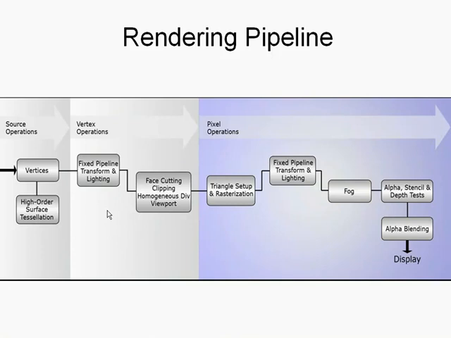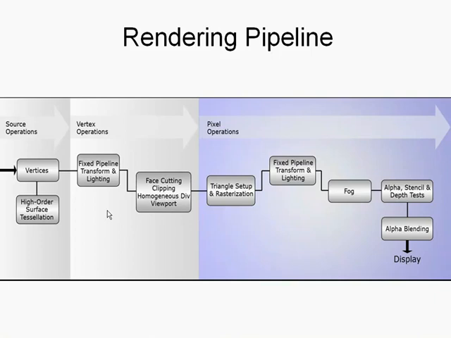And then finally, you can throw on fog, you can do any stencil buffer tests, as we talked about before, depth tests, etc. And then finally, alpha blending. And then to the display it goes. Right. So the question is, where exactly do shaders come into play in this rendering pipeline? And it's awesome. It comes into play in two places.